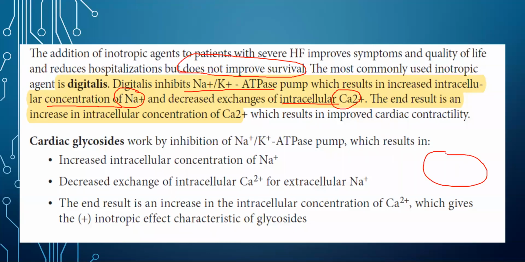So what happens here, let's say this is your cell and that is the interstitium, or outside the cell. Now in here there is a sodium potassium ATPase pump. This pump helps in movement of sodium outside the cell. So sodium should go out.